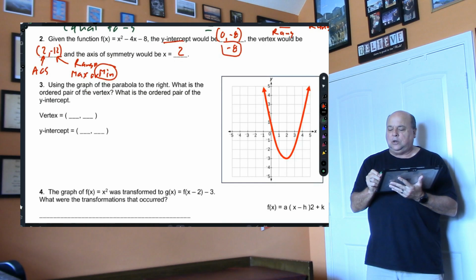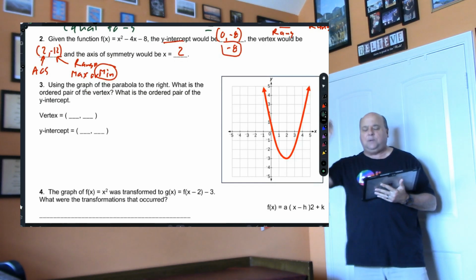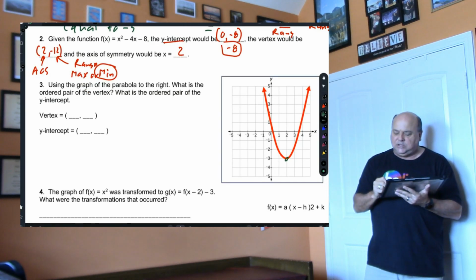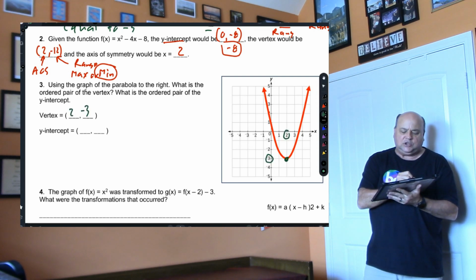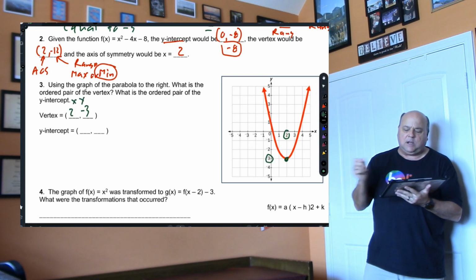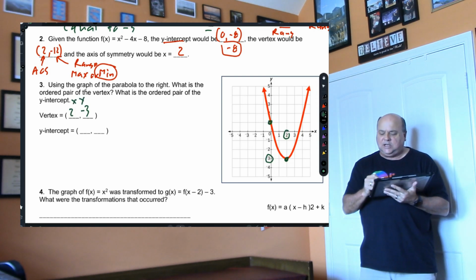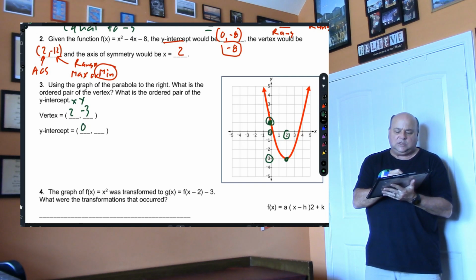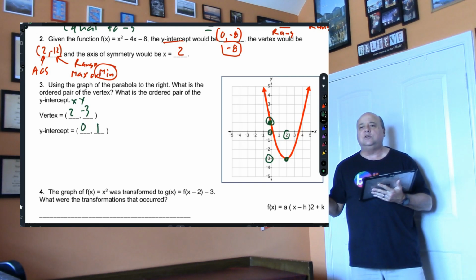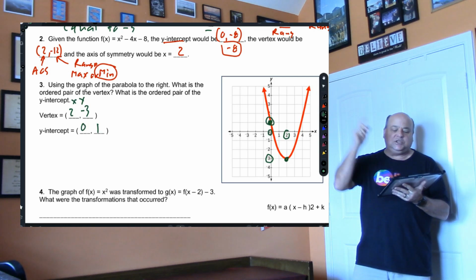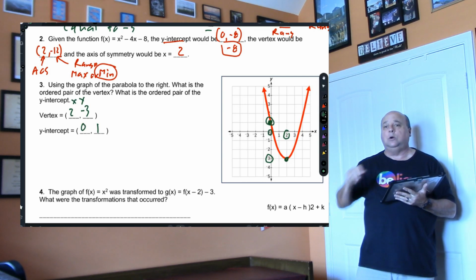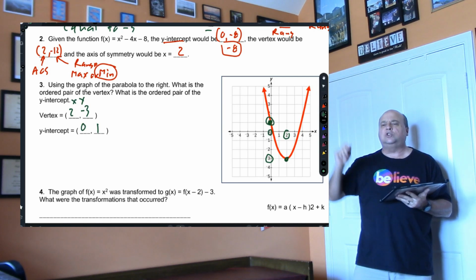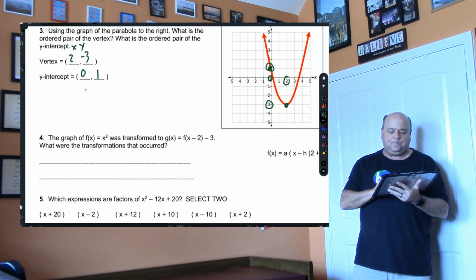Number 3, we're just looking at this. On the test, you're going to have to pick the points. The vertex is right here. If you go up, the x is 2. If you go over, the y is -3. So it's (2, -3). That's my x and my y. The y-intercept's right here. If you go down, you're at 0 and at 1. So (0, 1) is your y-intercept. Remember, your y-intercept always starts off when x is 0. It gives me the starting amount of a function, okay?